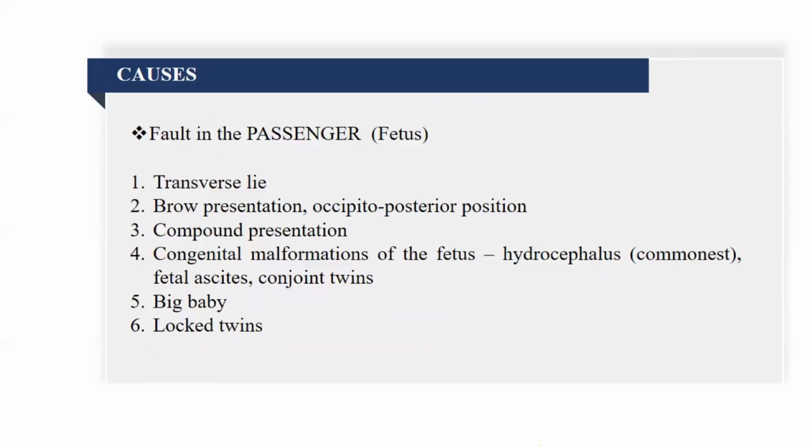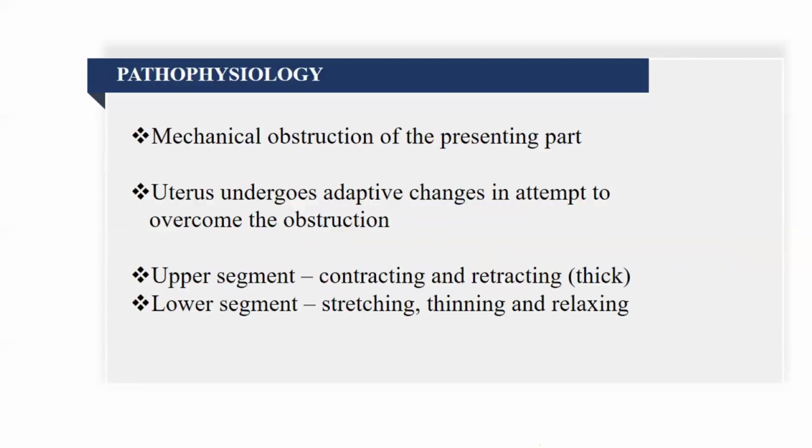Now, faults in the passenger, the fetus: transverse lie, brow presentation, occipital posterior position, compound presentation, congenital malformations of the fetus like hydrocephalus, where the head is too big to pass through the canal, or fetal ascites. The head is fine by way of dimension, the shoulders are fine, but there's fluid in the abdominal cavity, making it too wide to pass through the canal. Conjoined twins, for obvious reasons. Big baby, and then locked twins, typically in monochorionic monoamniotic twin gestation.